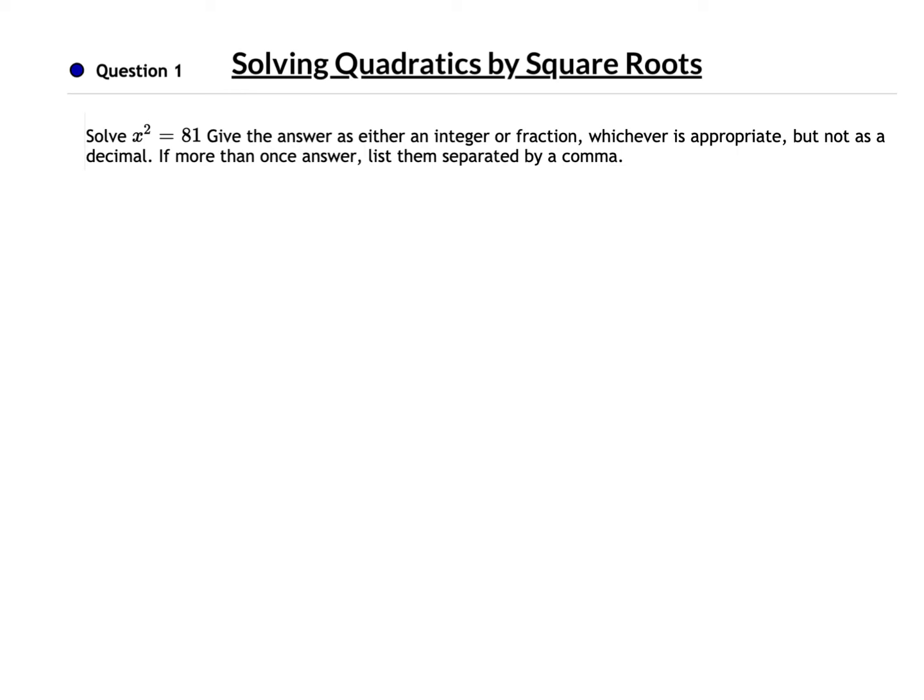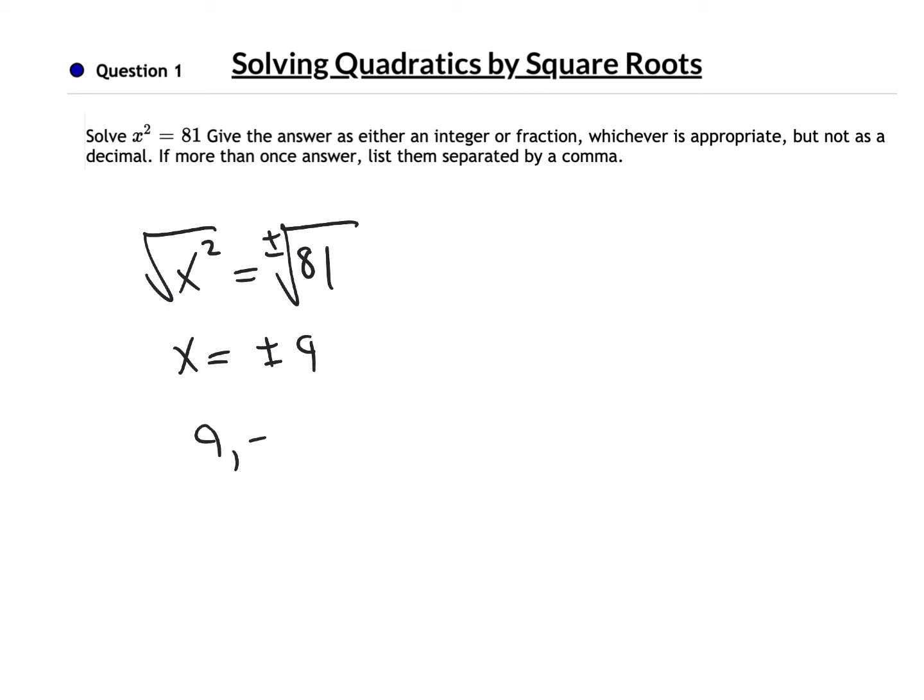Question 1. Let's solve x squared equals 81. Take the square root of both sides, opposite the square, and put that plus or minus. The answer then is x equals plus or minus 9. This is two answers. One is positive 9, the other is negative 9. And this is what we enter into WAMAP. List them separated by a comma.